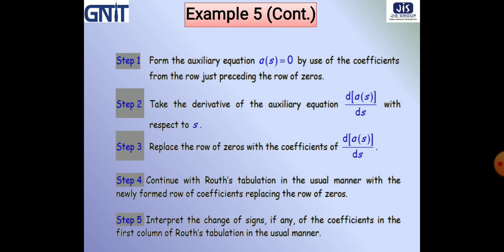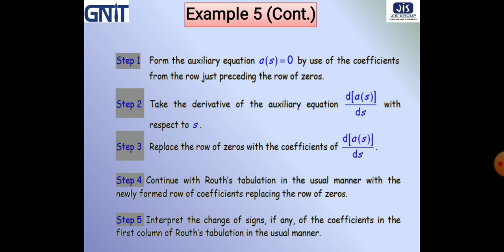Now take the derivative of this auxiliary equation, dA(s)/ds with respect to s, and replace the row of zeros with the coefficients of dA(s)/ds. And next, as usual, continue the Routh-Hurwitz criteria.